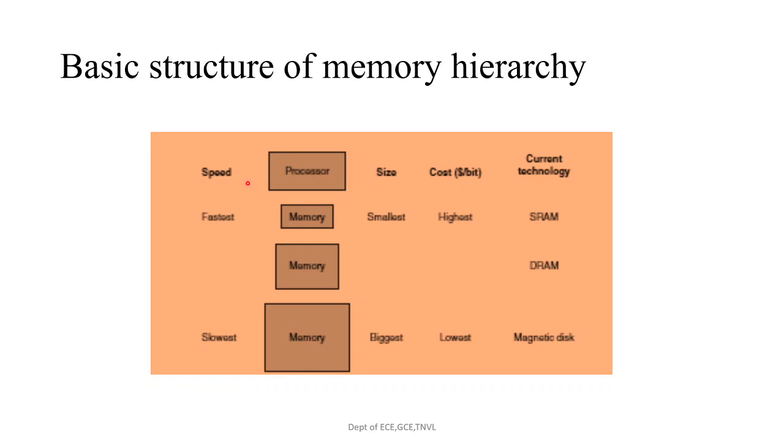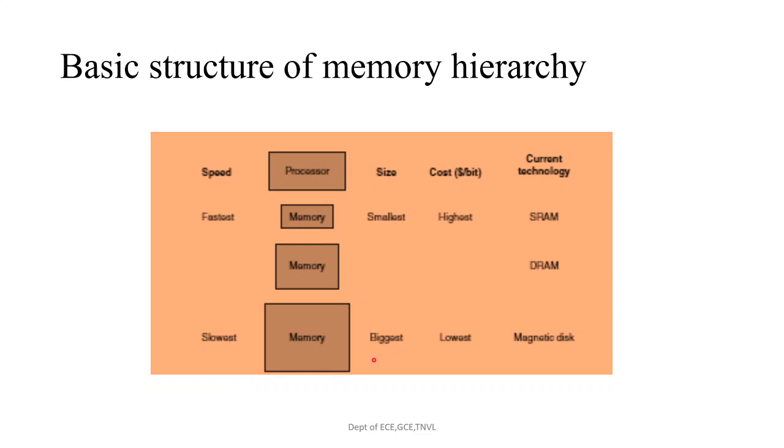So if you see here, this is about the basic structure of this memory hierarchy. The memory which is close to the processor will be the fastest and smallest, and the memory which is farther from the processor is the slowest as well as the biggest. So by implementing this memory system as a hierarchy, what is the advantage? We have the illusion of a memory that is as large as the largest level of the hierarchy, but it can be accessed as if it were all built from the fastest memory.